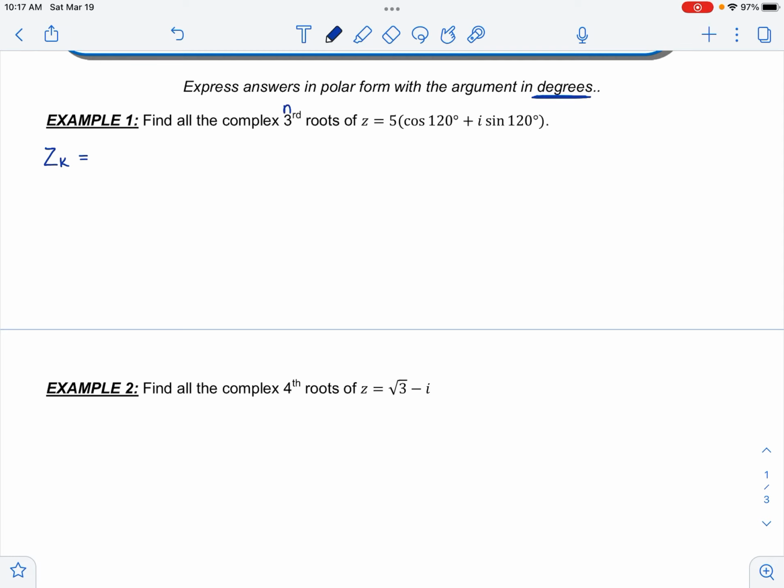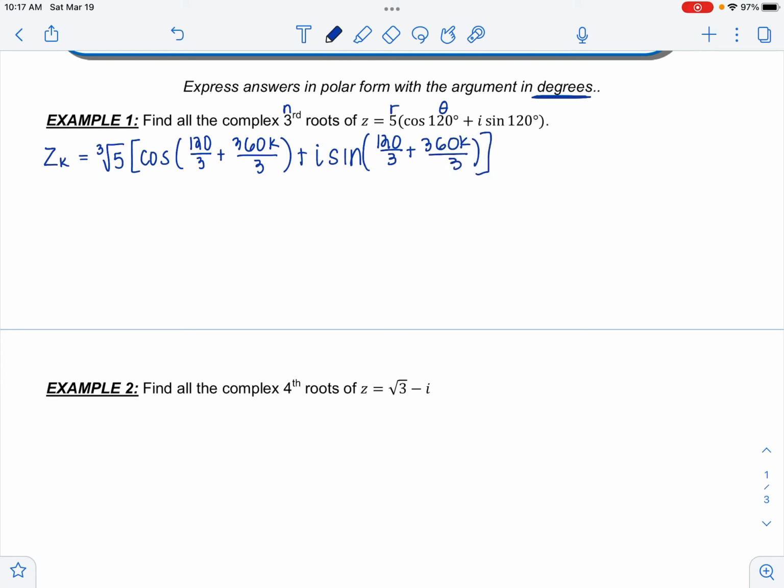All right, so you are going to take the nth root. So n is 3. You're going to take the cube root of r. Remember, r is 5 and this is theta. So you're going to take the cube root of 5, and then you're going to do cosine of theta, which is 120, divided by n, which is 3, plus 360k divided by n, which is 3, plus i sine of the same thing. You write that out, 360k divided by 3, close it, close it.